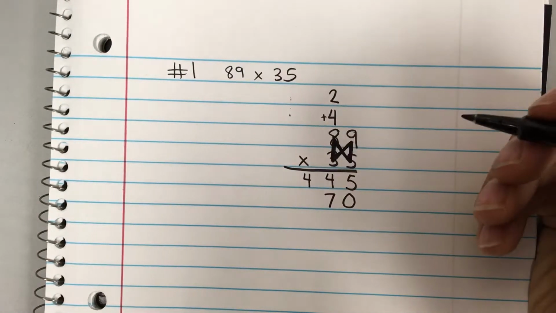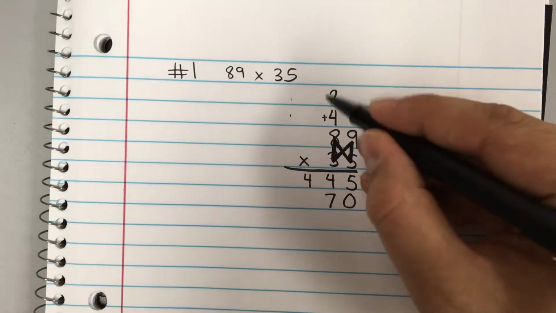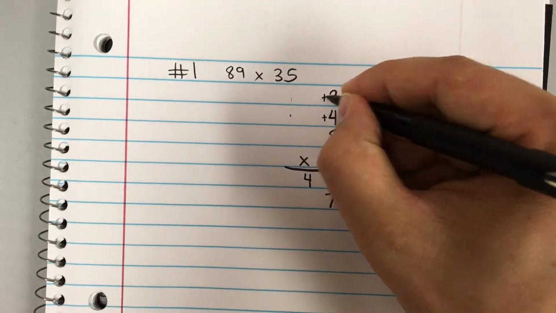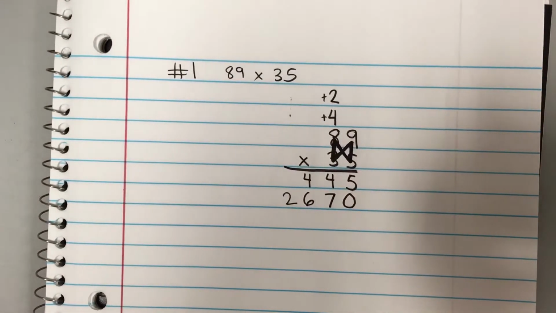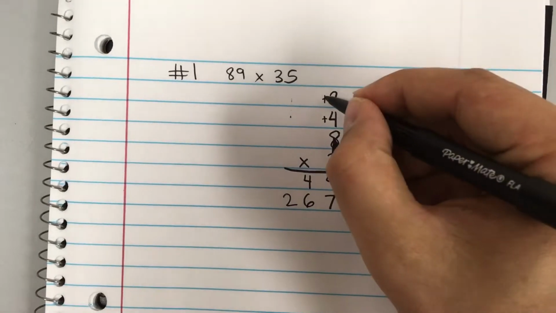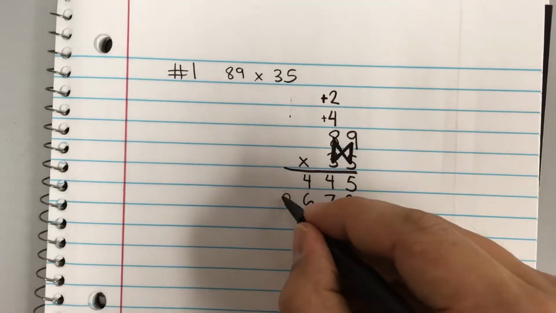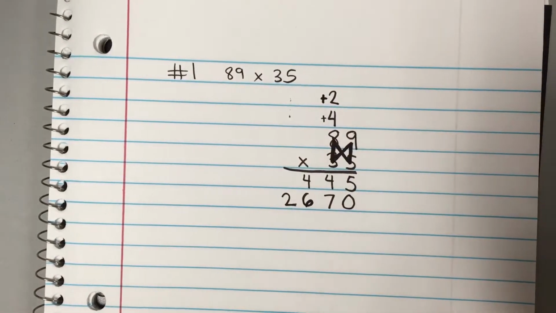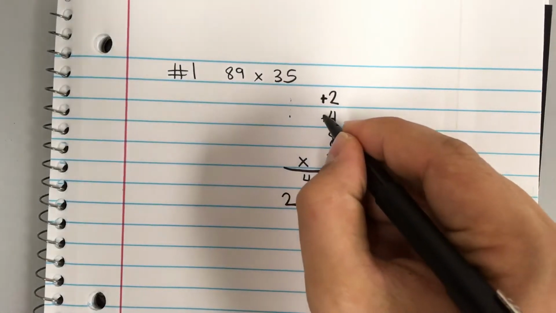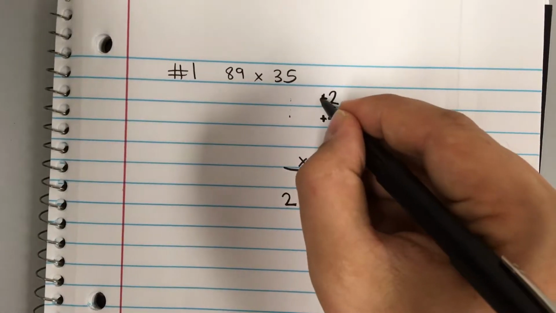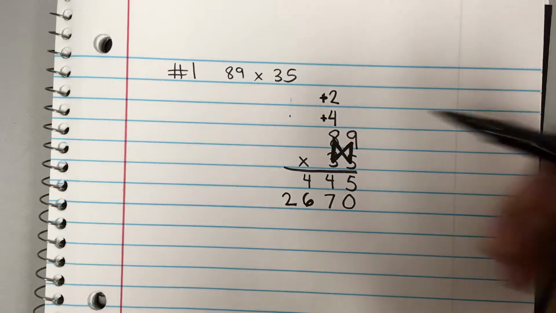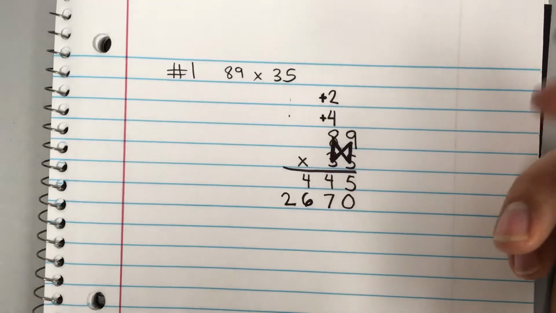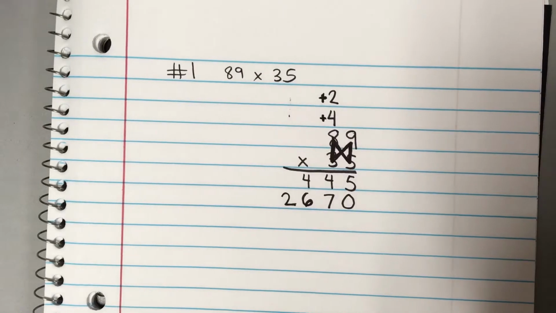3 times 8 is 24, but we have to deal with what we regrouped. So 24 plus 2 more is 26. I'll say that again. 3 times 8 is 24, plus 2 more is 26. Okay? And because I've been adding my regrouped numbers up here, I like to do the plus sign because I know that I've taken care of that. Okay? If one of these didn't have a plus sign next to it, I would know that I made a mistake and I'd go back and find the mistake.